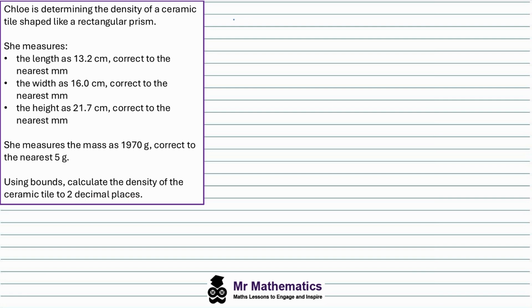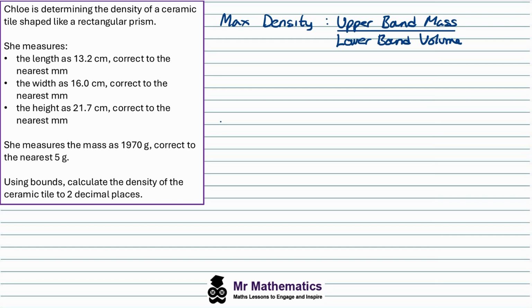So because we're using bounds, we need to find the maximum density. This will be the upper bound of a mass divided by the lower bound of a volume. We also need to work out the minimum density, which will be the lower bound of a mass divided by the upper bound of a volume. So to work out these upper and lower bounds, we need to find the limits of accuracy from these measurements. So do you want to try and finish this off yourself? Try and work out the maximum density, the minimum density, and then look at how each of these can be rounded to 2 decimal places. You can pause the video and come back when you're ready.